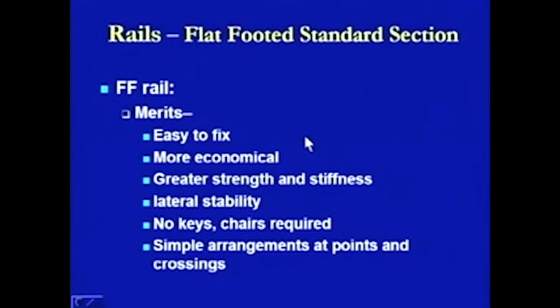So, the merits of the flat footed rails are, they are easy to fix, they are more economical, they have greater strength and stiffness, they provide more lateral stability, there is no requirement of keys or chairs which are required in the previous two cases, that is the bull headed and double headed rail sections. The simple arrangements are there at the points and crossings by which the direction of movement of a train can be changed. We will be looking at the points and crossings in some other lecture.